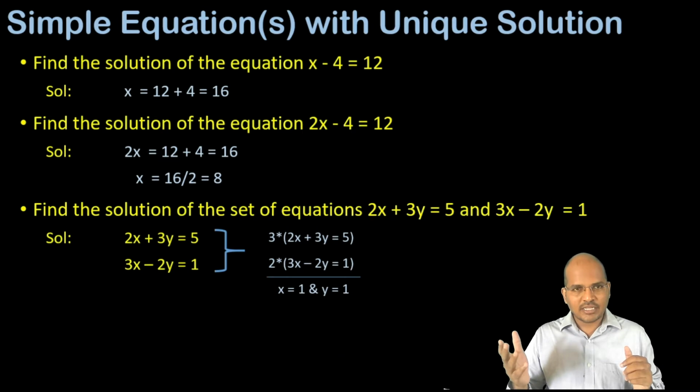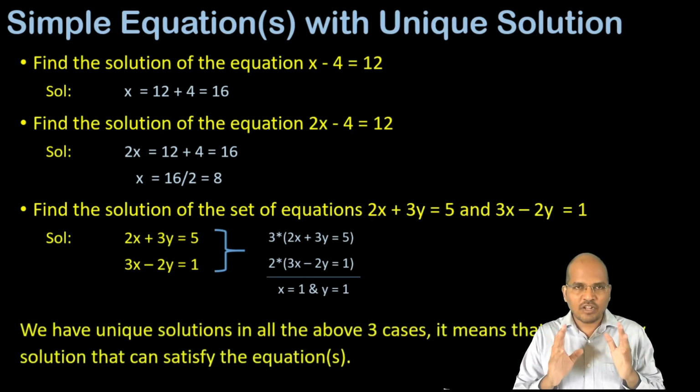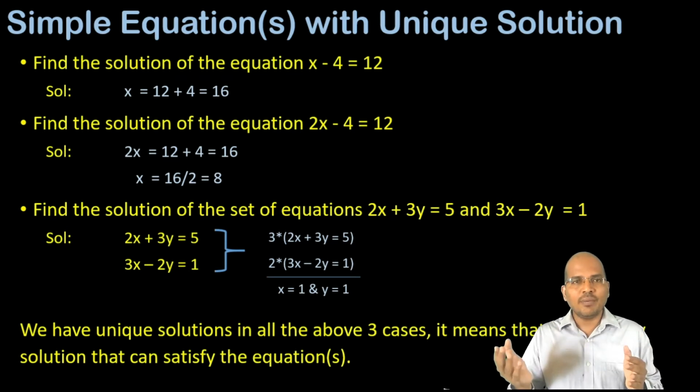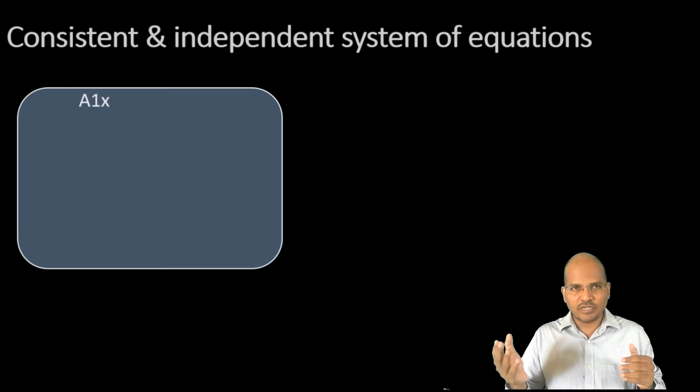So in all the three cases, you observe that you got a single solution for the variables found. So these are called a unique set of solutions for a given equation or set of equations. Now let me start with the first category, consistent and independent system of equations.